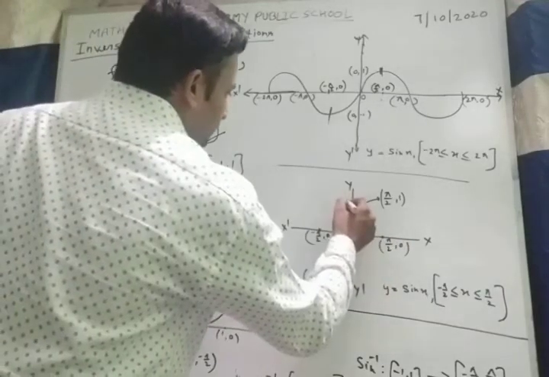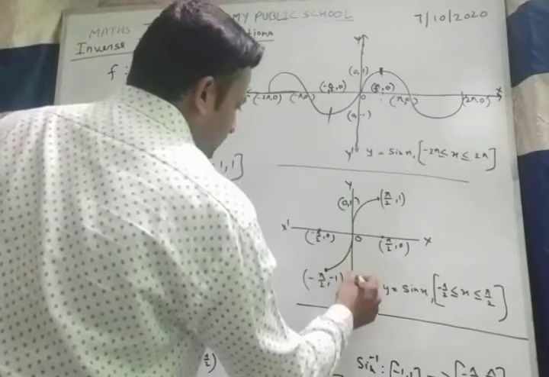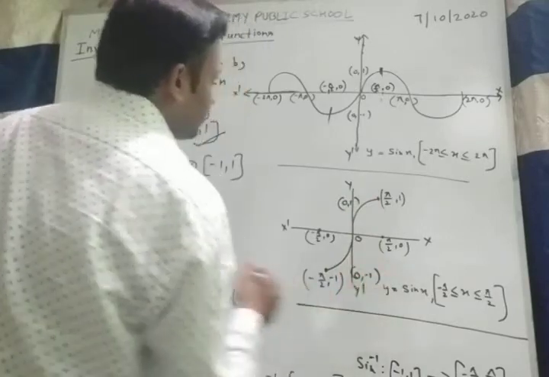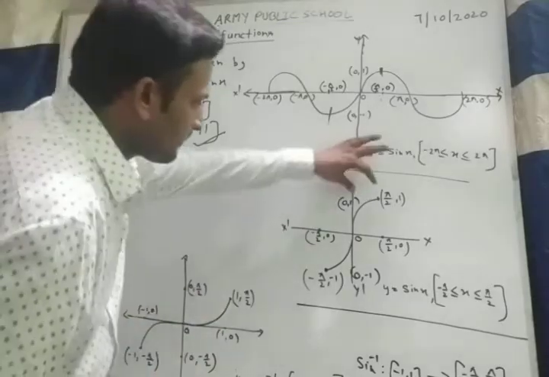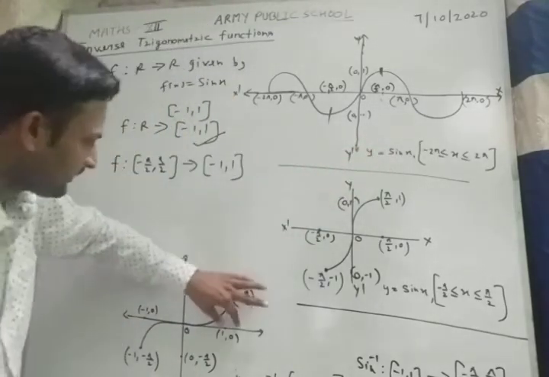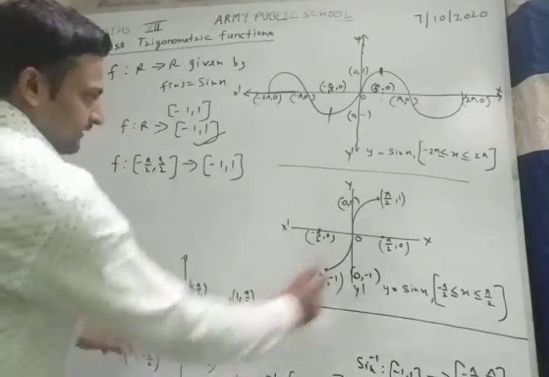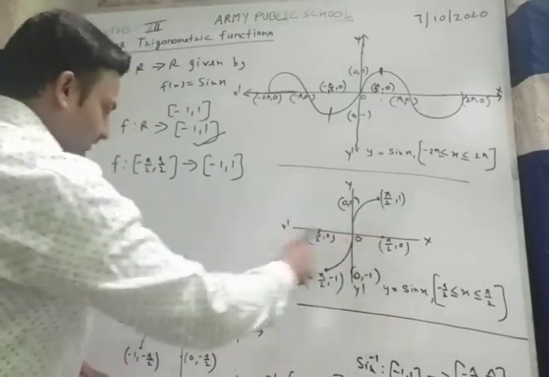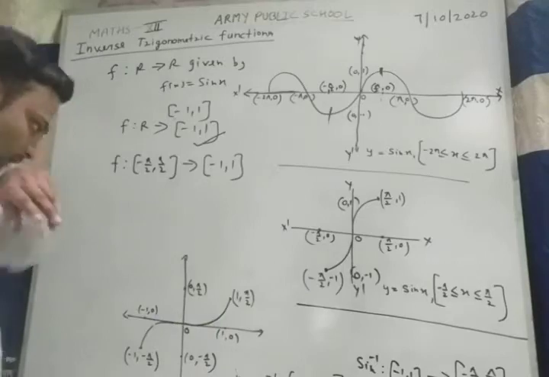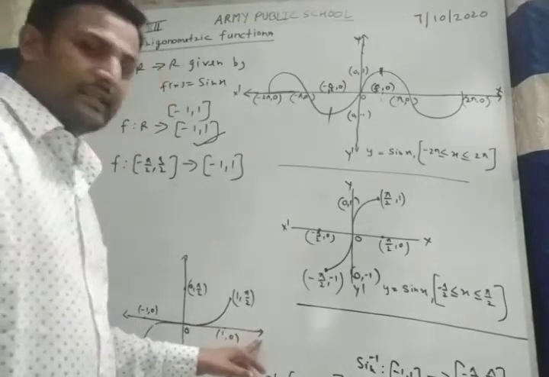Here 0, 1, 0, minus 1. Look at this: 1, 0, 1 is here on the x-axis. This axis is at this axis and this axis is at this axis. It means we have changed the coordinate axes.